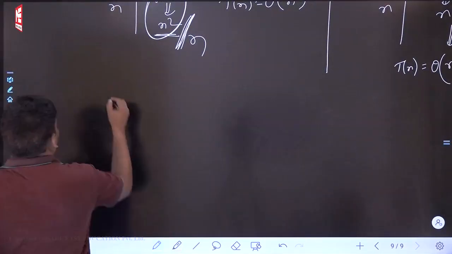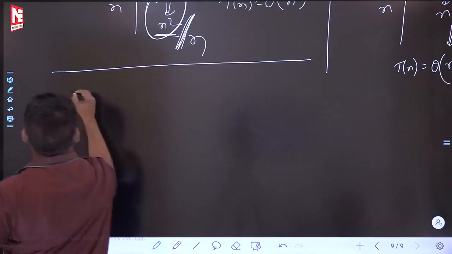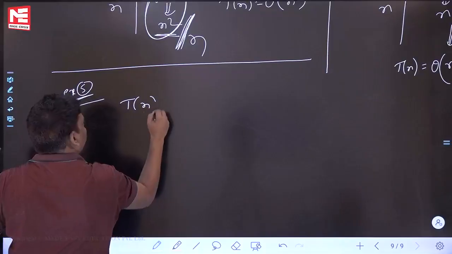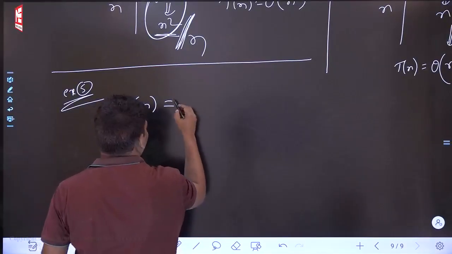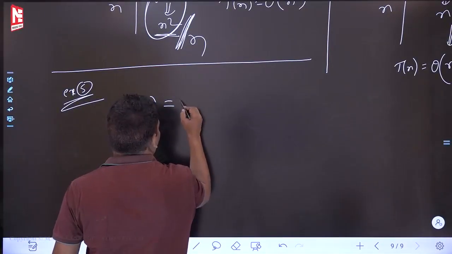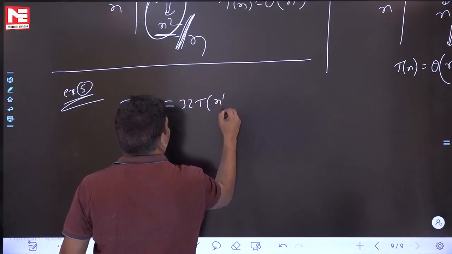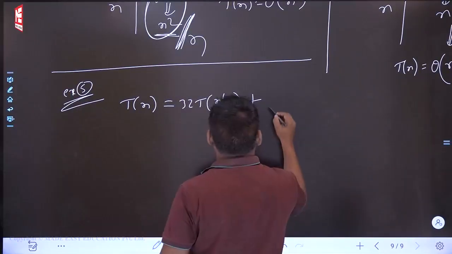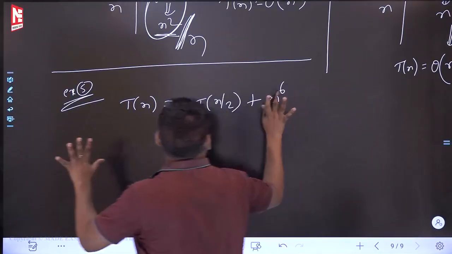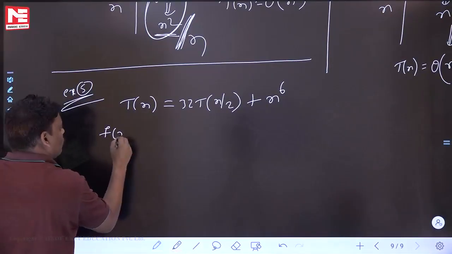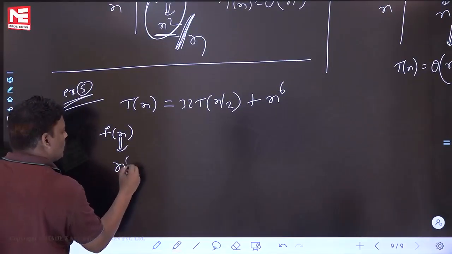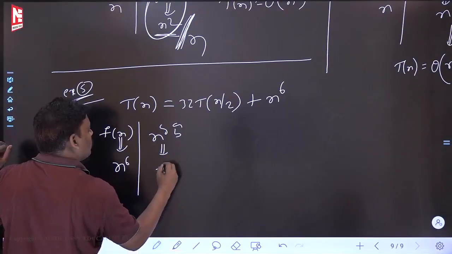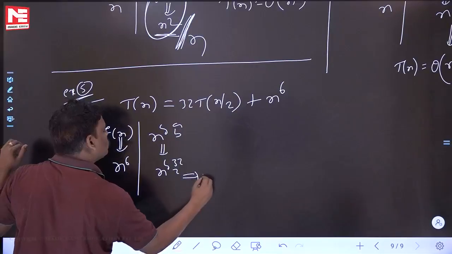Let us see example 5. See this example 5 also. T(n) is equal to, make sure that you are comfortable, 32 T(n/2) plus n power 6, some value, right? Let's check here. f(n), what is the answer? n power 6. n power log a base b. What is the answer? n power log 32 base 2, which goes to n power 5.